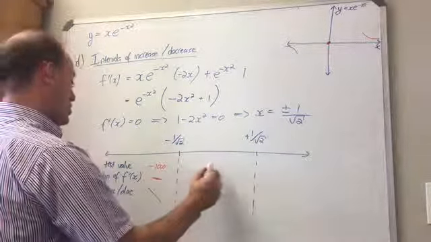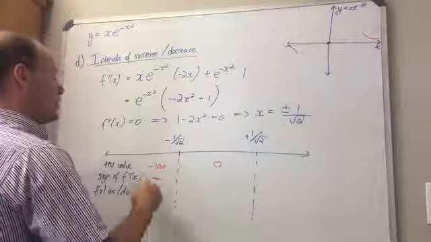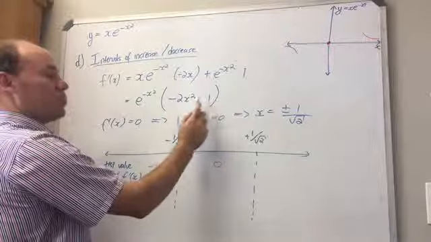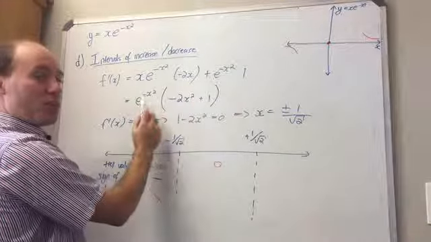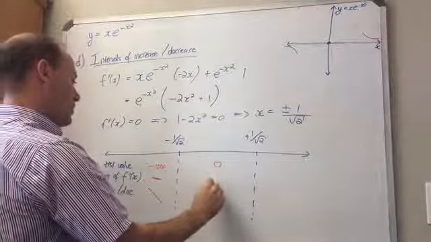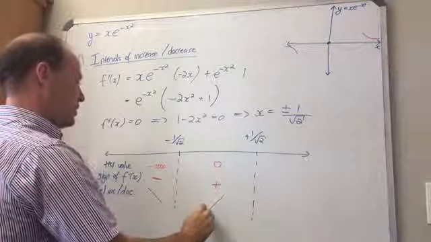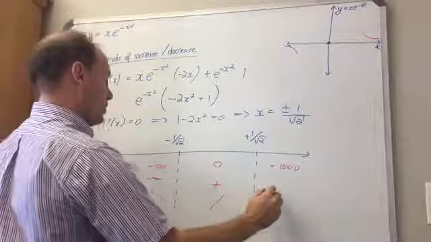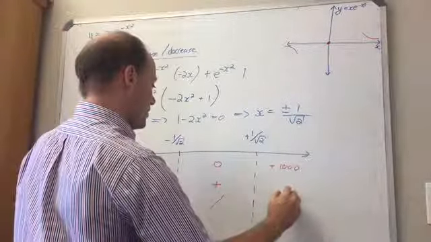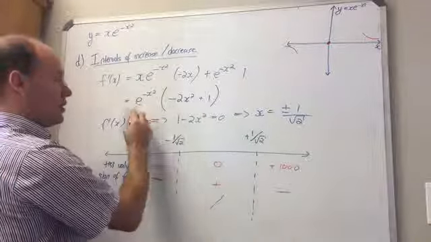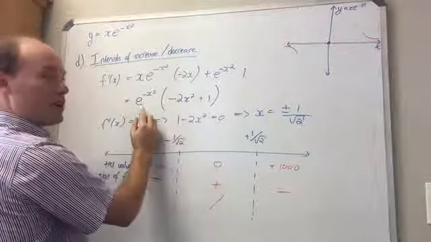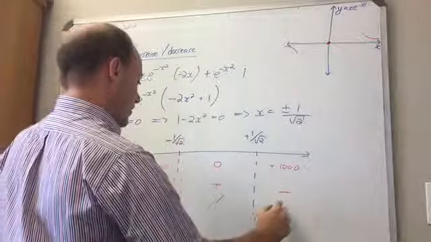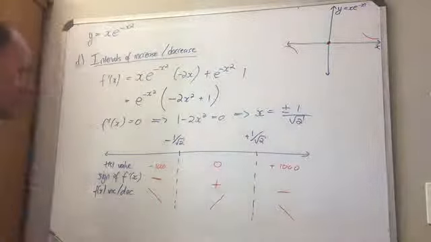In this interval here, I can choose my test value to be 0. When I sub that into the formula for the derivative, this factor here is just 1, and this factor here is just 1. So I get a positive number, and so the function is increasing. And here I can choose a large positive number as my test value. The sign of the derivative will be negative as before. This will be a negative number, and this is always a positive number. Exponentials are always positive. And so I have a decreasing function over there.